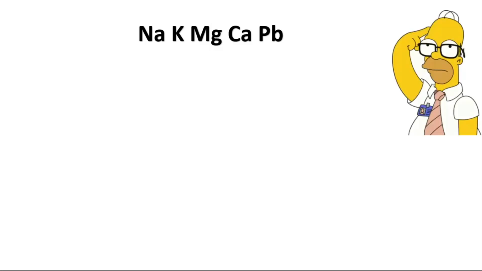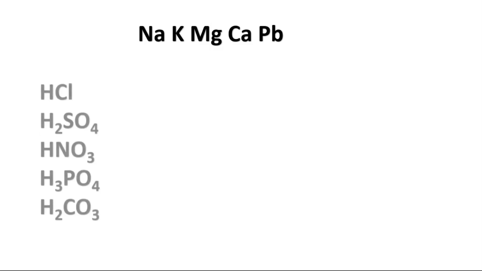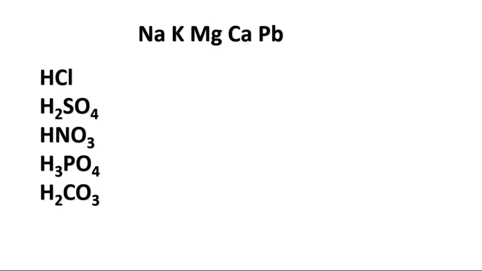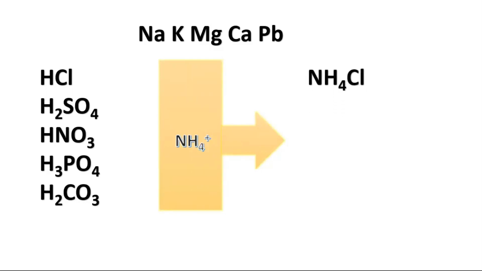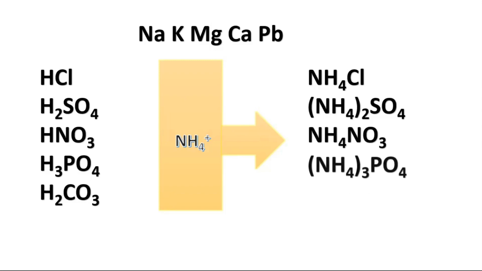In case you are thinking about ammonium ion, which is not a metal but can also replace the hydrogen part, let me help you here. Same thing happens when we replace hydrogen with ammonium. We get ammonium chloride, ammonium sulfate, ammonium nitrate, ammonium phosphate, and ammonium carbonate. Now you get the picture, right?